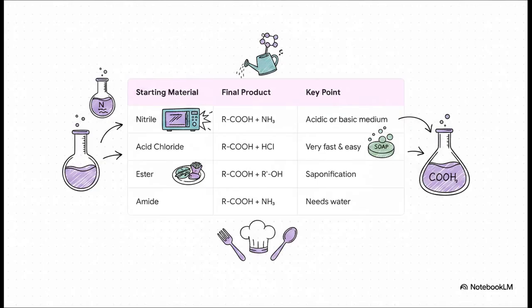And you can see from this table just how versatile this just add water method is. You can start with a nitrile, an ester, or even an amide, but you really got to pay attention to the acid chlorides. The source points out that this reaction is incredibly fast and easy. Seriously, it's like the microwave meal of making carboxylic acids. So while each of these paths gets you to the same final dish, the cooking times and what else you get in the pot can be pretty different.